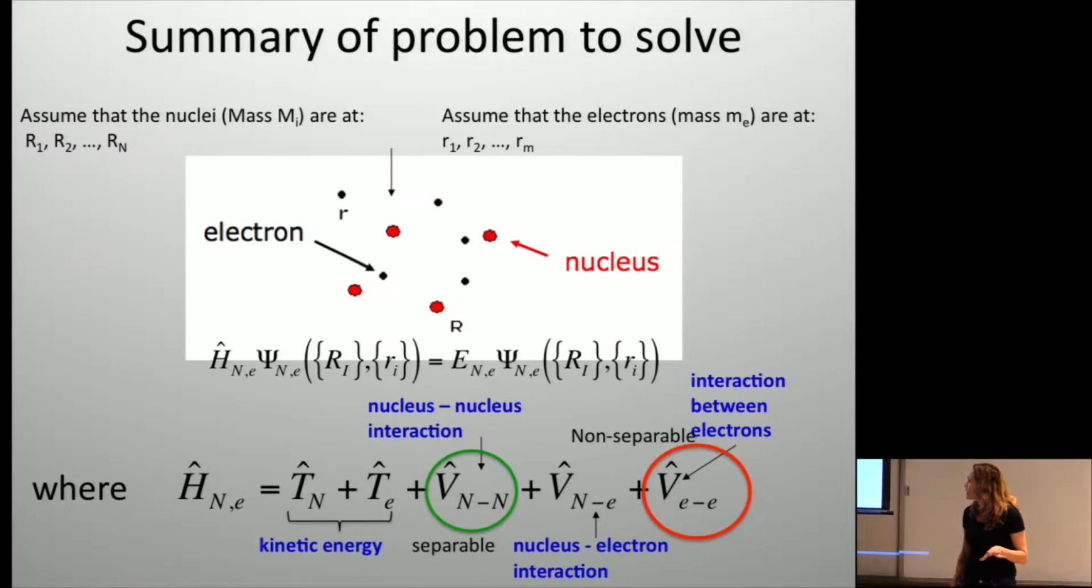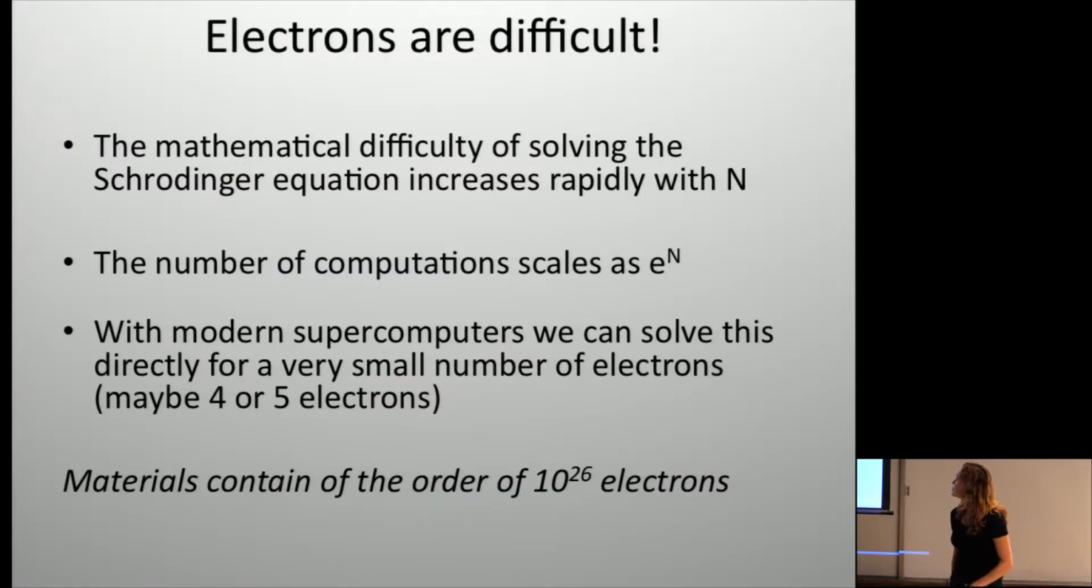The nuclei-nuclei interaction we can separate out. It's independent of what the electrons do, and that's really a good idea because the nuclei and the electrons move on different timescales. The nuclei, if they move to a little bit different position, then the electrons find their ground state very quickly. So you can separate those two parts of the Schrödinger equation. But the electron-electron interaction is a tough one. That's where we have to make some approximations in order to at least even compute it.